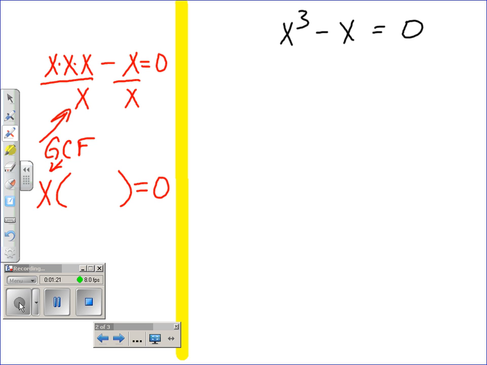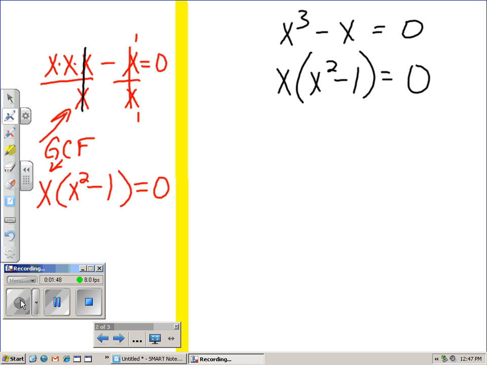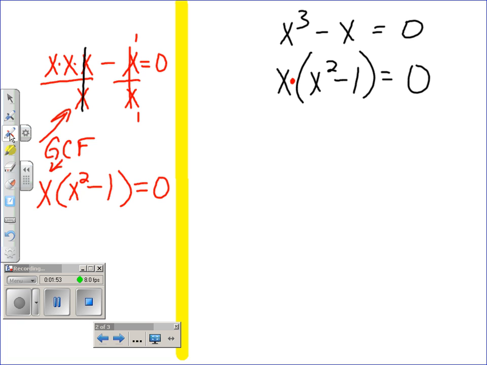What goes in the parentheses is everything that's left over after I get done canceling. When I cancel these x's, I still have an x squared left over. And when I cancel these x's, you want to say there's nothing there, but actually when you cancel, things turn into ones, so 1 divided by 1 equals 1. I have a 1 there, with my minus sign in between. So we have x times x squared minus 1 equals 0, which is good. We have changed a subtraction problem into a multiplication problem.